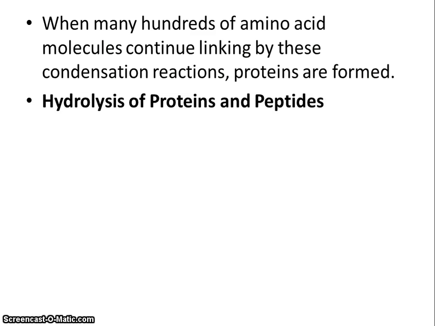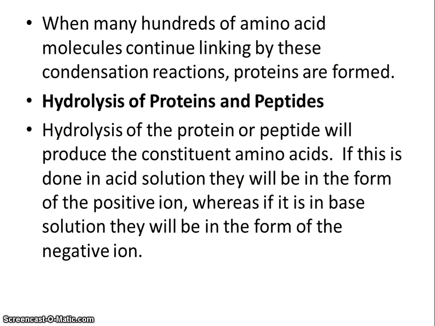Or they'll do this one, which is the hydrolysis of proteins and peptides. So how do you break down proteins and make dipeptides or tripeptides? Hydrolysis of the protein or the peptide will produce the constituent amino acids. However, if it's done in an acidic solution, they'll be in the form of the positive ion, same as before when we were doing the whole ester stuff. If it's in a basic solution, it'll be in the form of the negative ion.